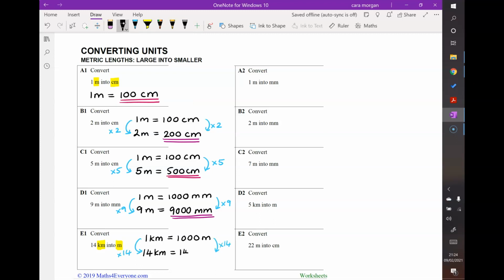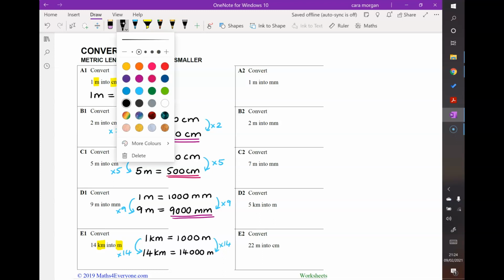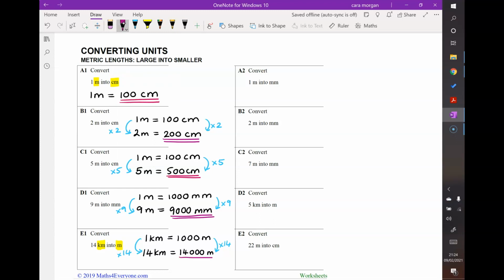And I get 14,000 metres. That's a lot of metres. I don't think I'd really want to run 14 kilometres to school every day.